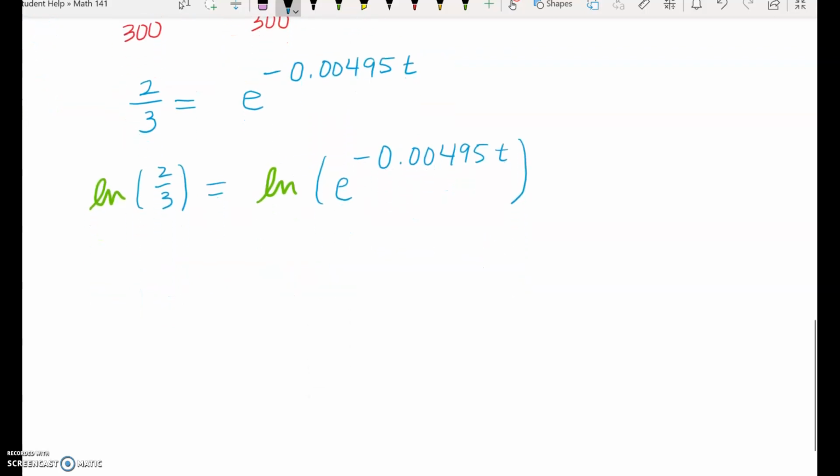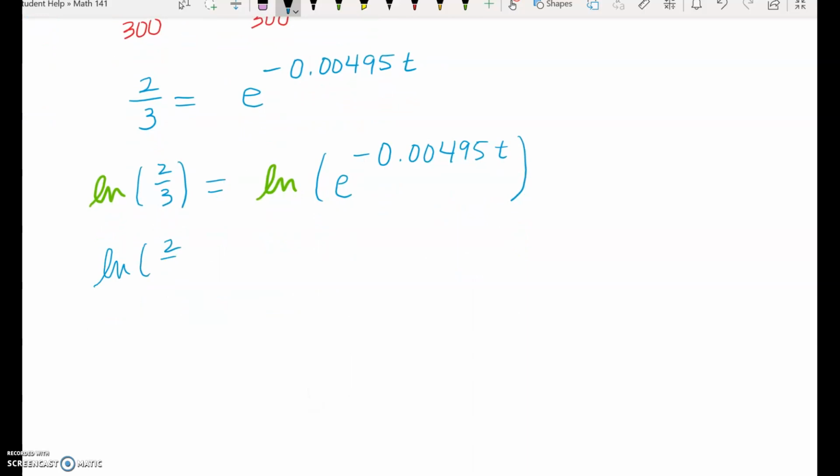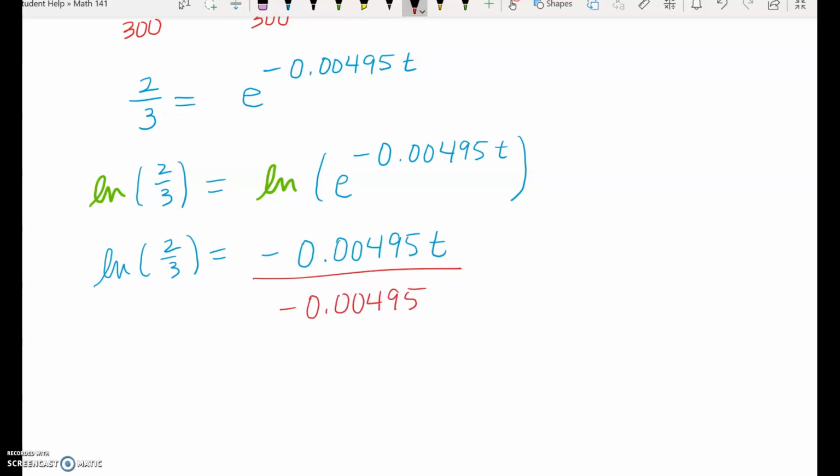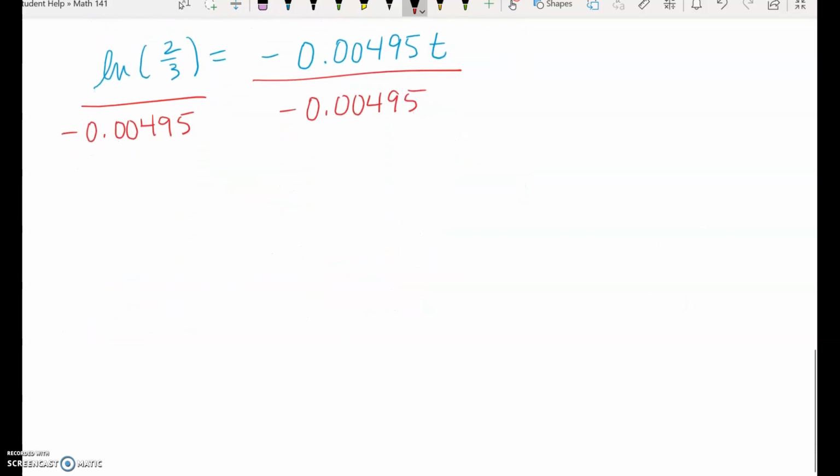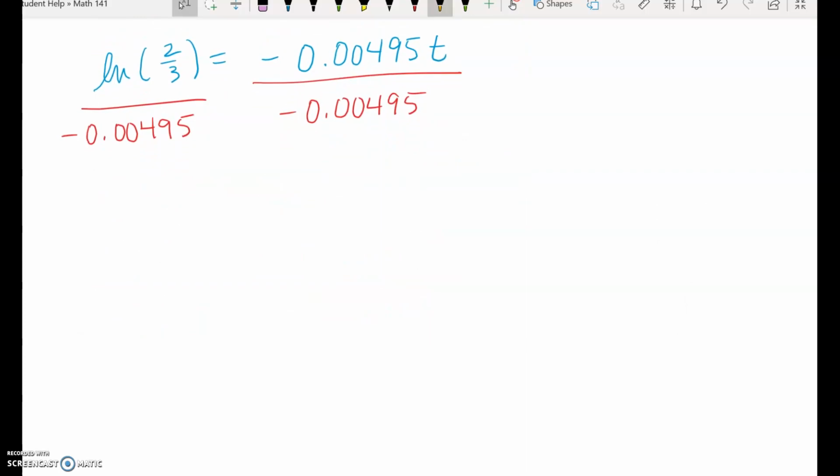And so then we have natural log of 2/3 equals negative 0.00495 t. And we can divide both sides by that number. And plugging that into the calculator, we get that t is approximately 81.9.